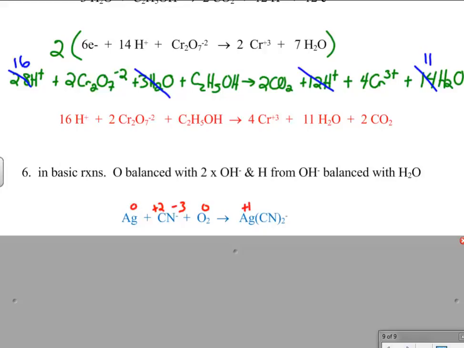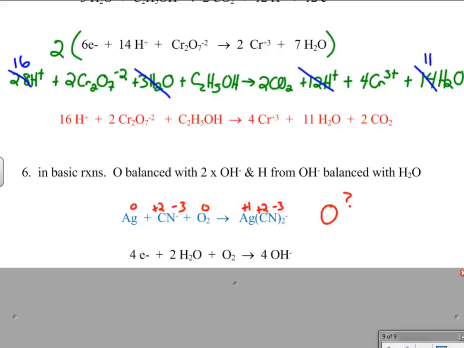Within my ions, I assign the charges so that they add up to the total charge of the entire ion. So my cyanide doesn't change. The only thing that oxidizes and reduces are the silver and the oxygen. But wait, where's oxygen on the right? Okay, apparently this is an incomplete redox reaction, so we have to complete it when we balance it.